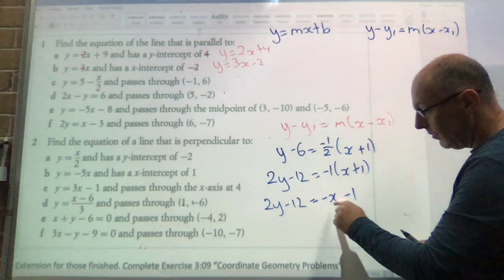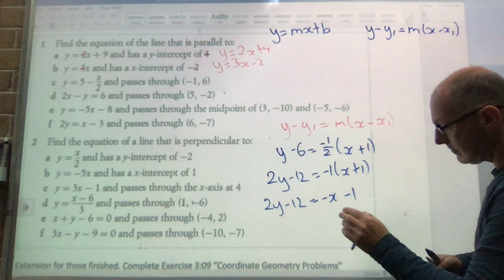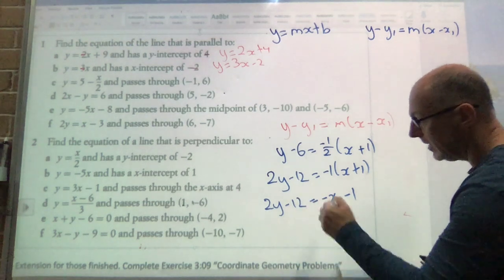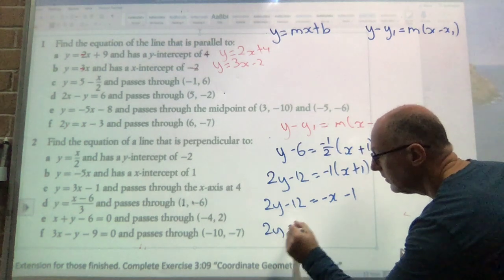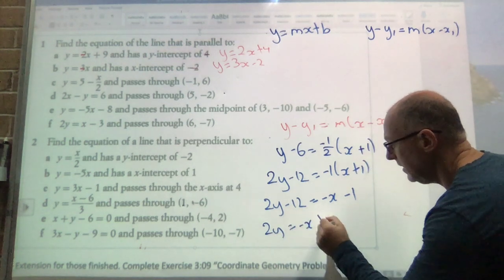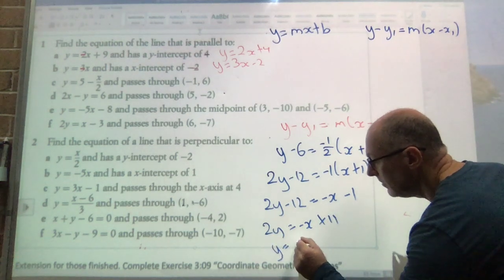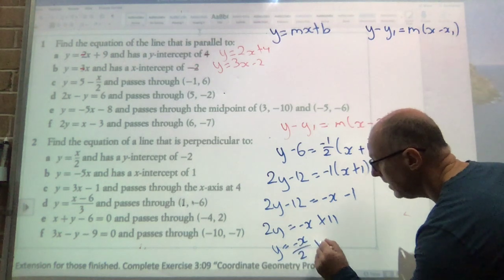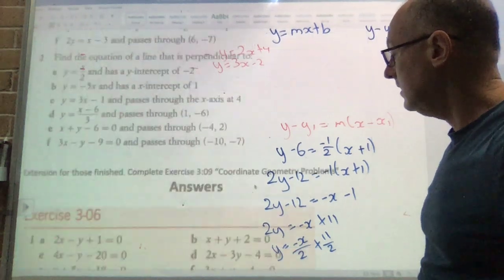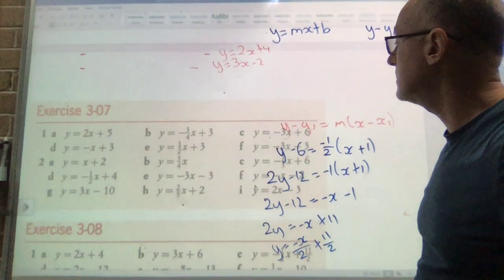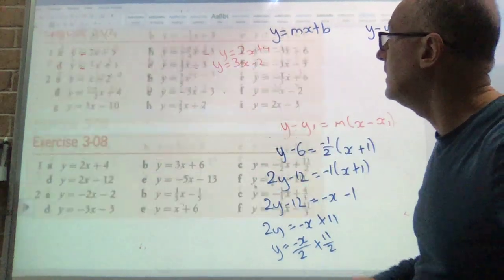Right, so they want it in the form of y equals. So we're going to go 2y, we'll plus the 12 across, equals minus x plus 11. And then we divide by the 2, y equals minus x on 2 plus 11 on 2. Just make sure I've done that one right, because I lost a bit there. So 308, question C, half it. Yep, good. That's the answer they've got. Okay, so I'll go on.